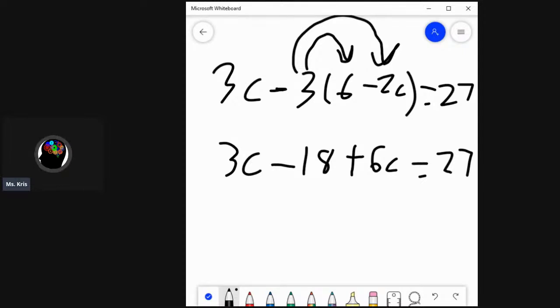So now, combining like terms, I have 3c, 6c. 6c plus 3c is 9c. Because that's a positive 3c, I'm adding it to the 6c. That makes that a positive 9c, minus 18, because the letter comes before the number, equals 27.